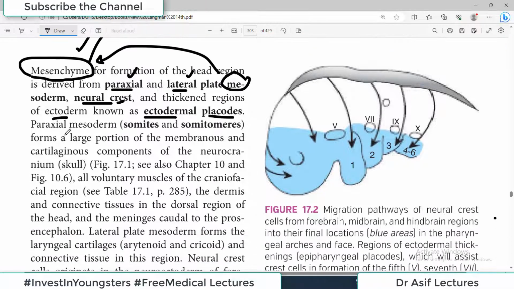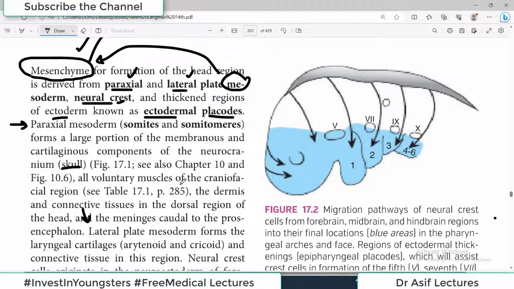Okay. अब हर एक से in the introductory paragraph they have discussed कि paraxial mesoderm से कौन कौन से structures develop होते हैं, फिर lateral plate mesoderm से कौन कौन से structures develop, ये आपको पता होना चाहिए. So paraxial mesoderm forms a large portion of the membranous and the cartilaginous component of the neurocranium, which is the skull. So the paraxial mesoderm is the main contributor to the skull formation.